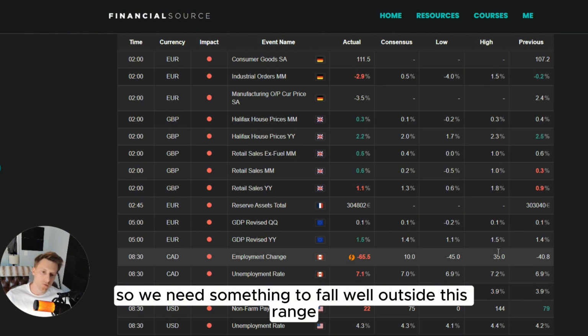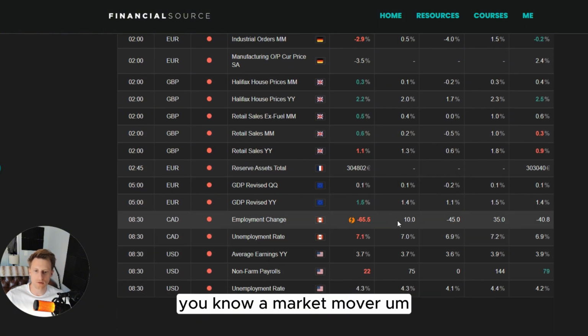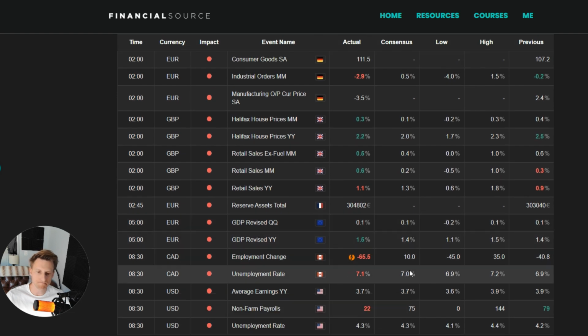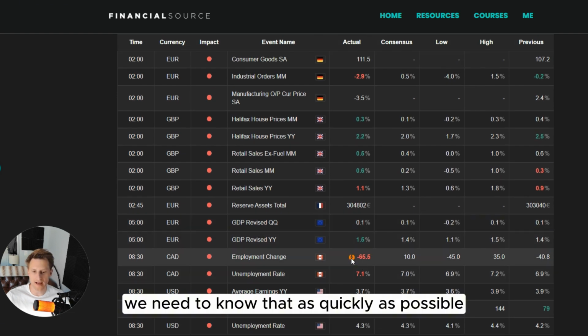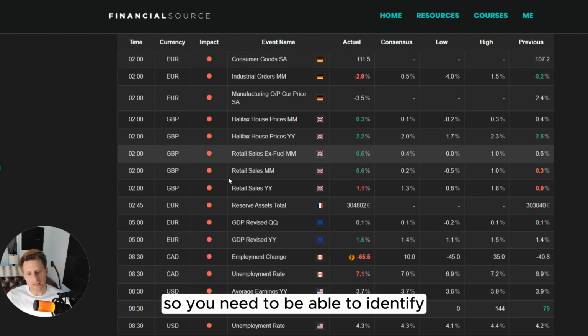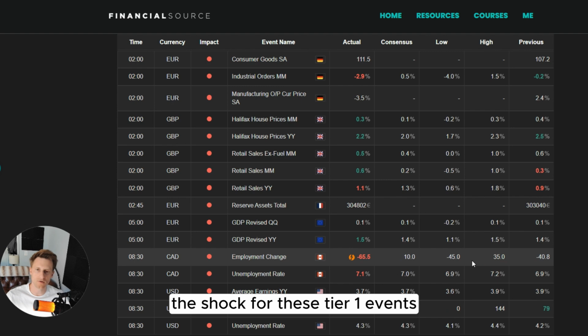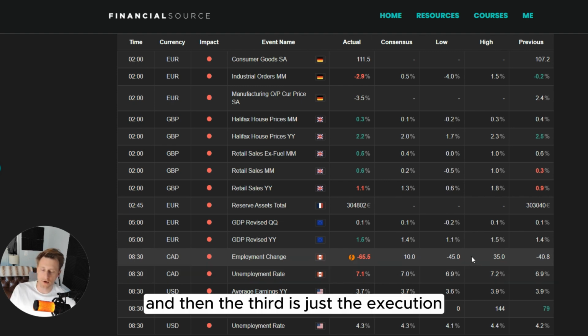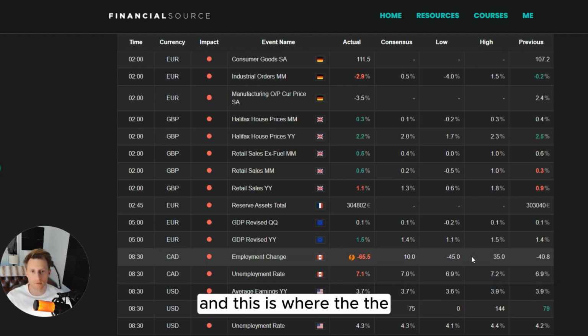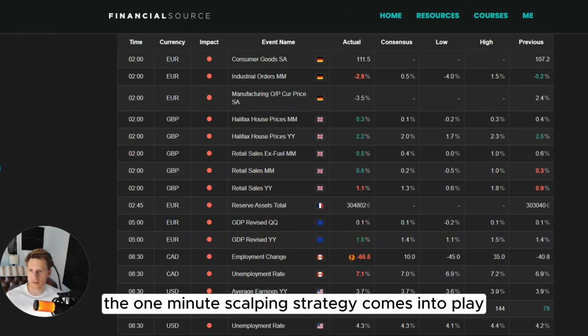So we need something to fall well outside this range on the top or the bottom to get a really, a market mover. And then the other thing is we need to know that as quickly as possible. And that's where this lightning bolt pops up. So you need to be able to identify the shock for these tier one events. And then the third is just the execution. And this is where the 1 minute scalping strategy comes into play.